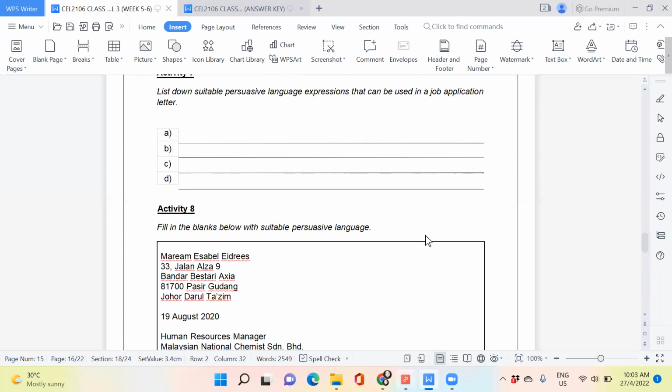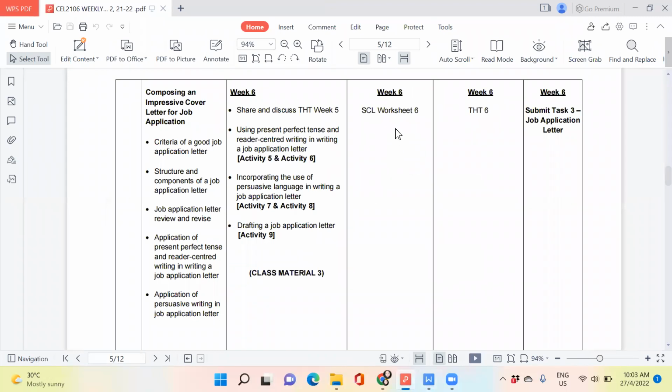Okay, before I let you go, remember to complete your SL worksheet 6. The deadline is this Sunday. And then your job application letter is due next Monday. I'm going to extend the deadline. Okay, so both have to be submitted via Putra Blast.